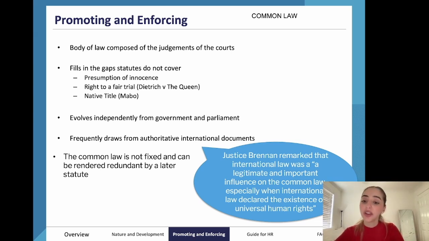Common law is also not fixed and can be rendered redundant by a later statute, okay? So statute legislation can override precedent as well.